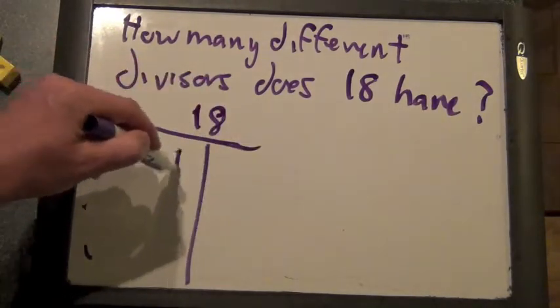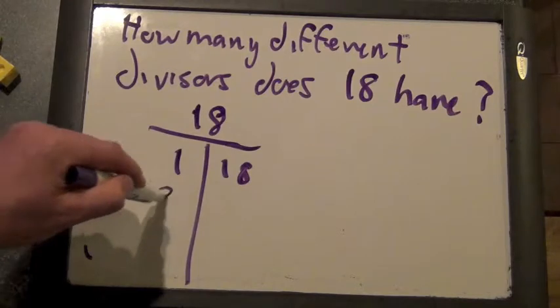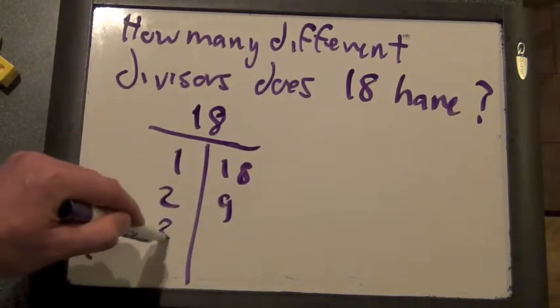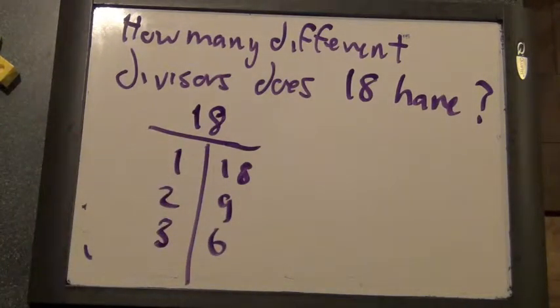So there's 1 and 18. 2 and 9. 3 and 6. Not divisible by 4. Not by 5. And then we're around the corner. Okay, so how many divisors does it have? 6. And there's one other way we can look at this problem.